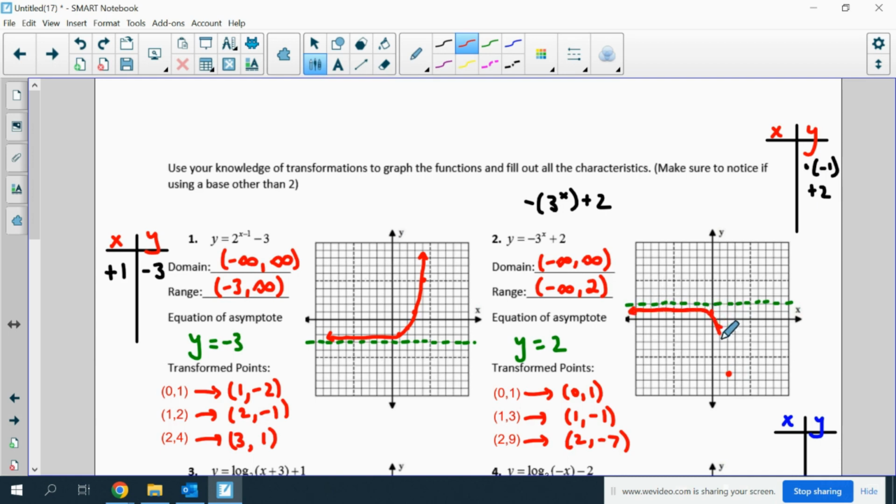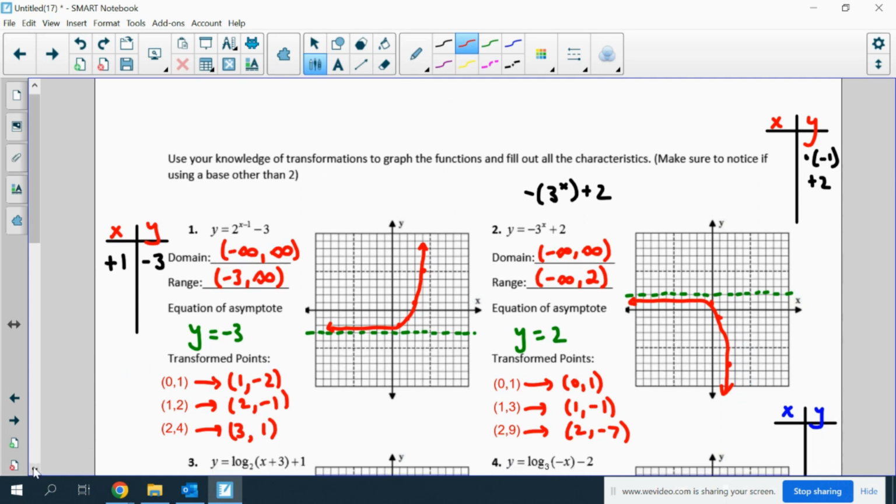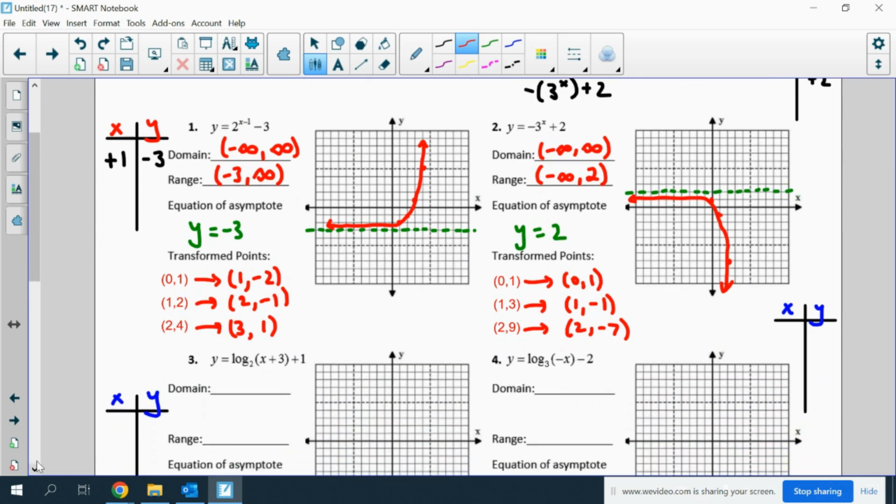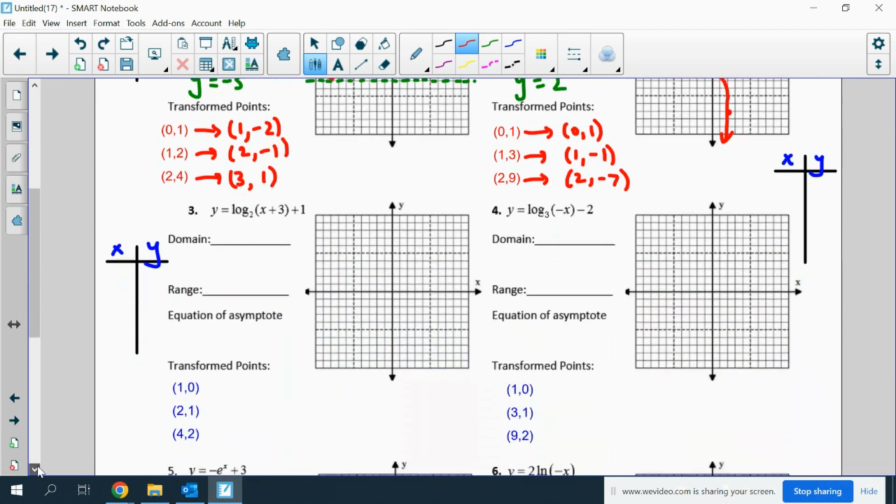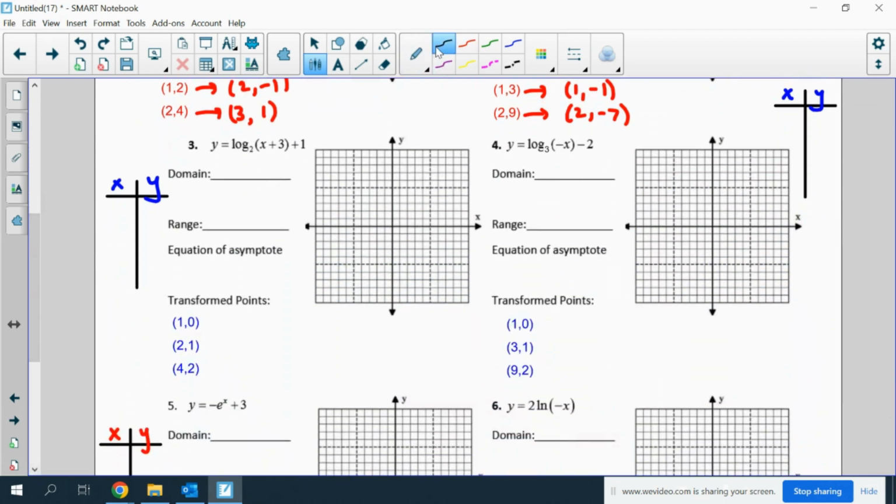And it looks something like this. And that's going down a little steep, but it's hard to draw on the tablet. Now we have some log functions. So in here we have x's moving down 3, y's moving up 1. Remember that the range of any log function is unlimited.